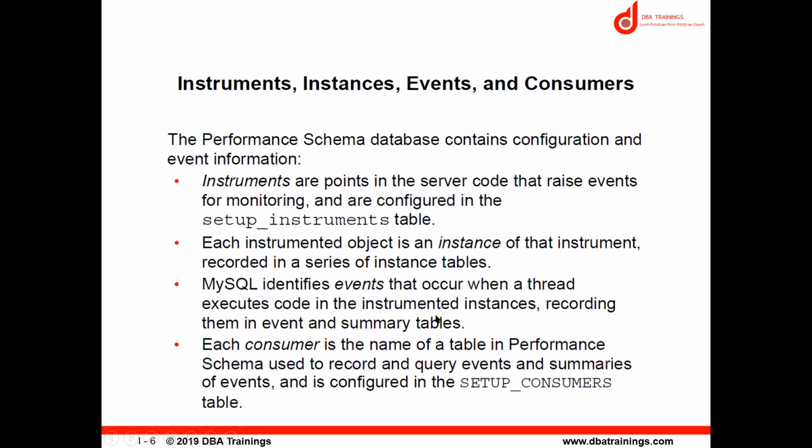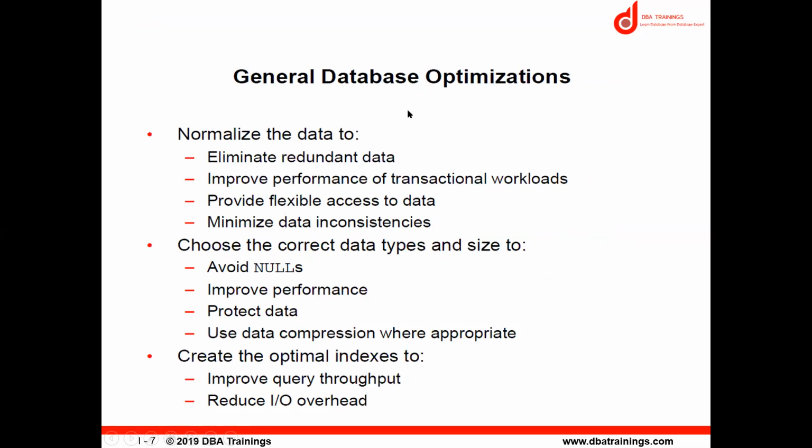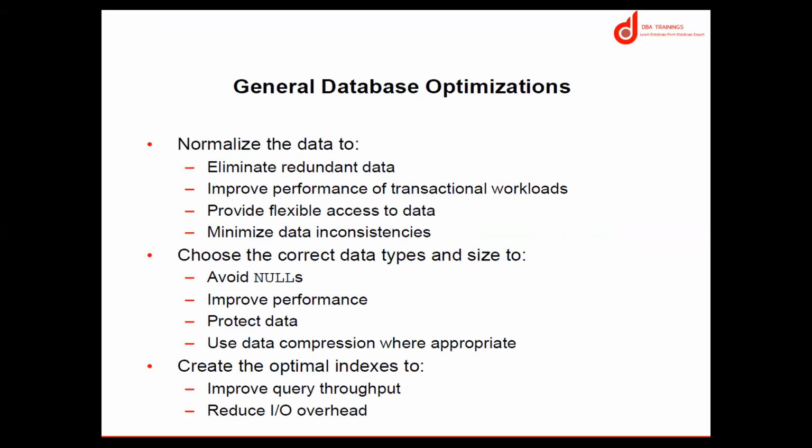Then general database optimization: how we can get better performance from my database. For that, we have normalization. This is the standard practice for databases, and you have to follow normalization. Normalization means we are removing redundancy. So normalization is the act of removing redundancy and improper dependency in your database.